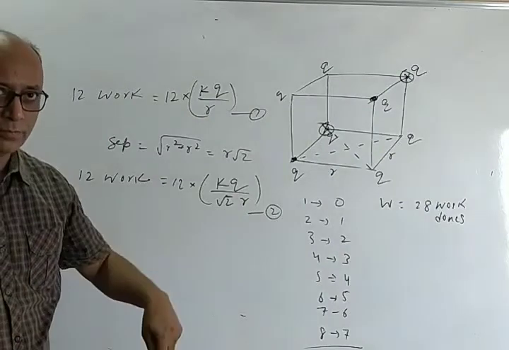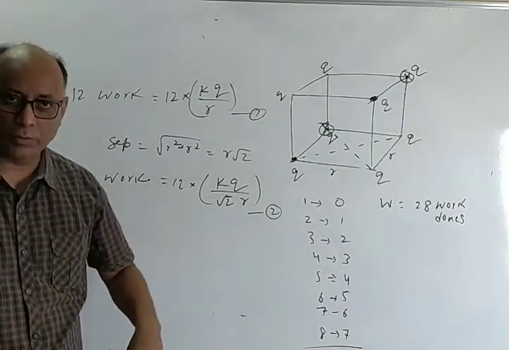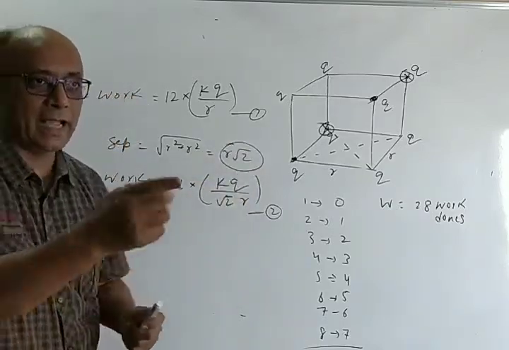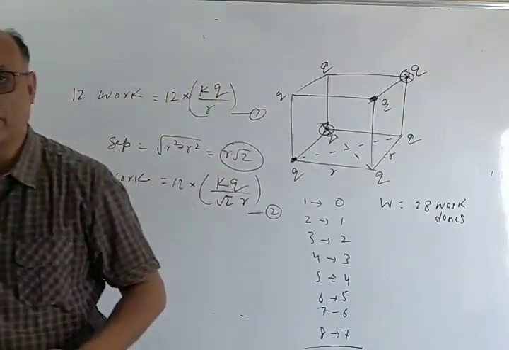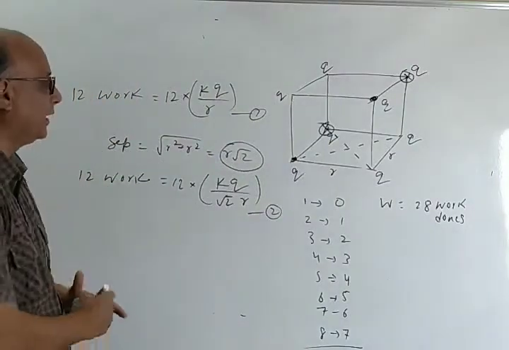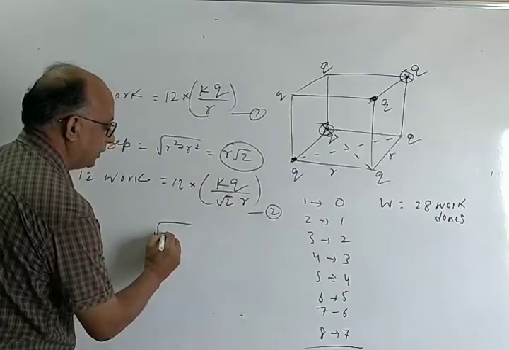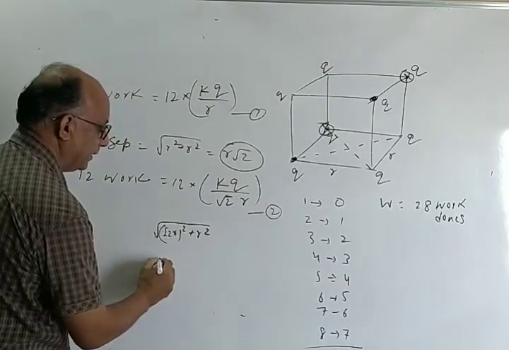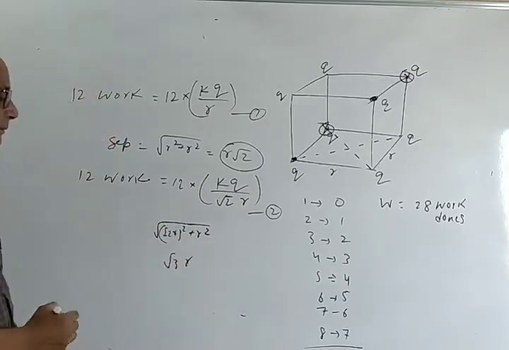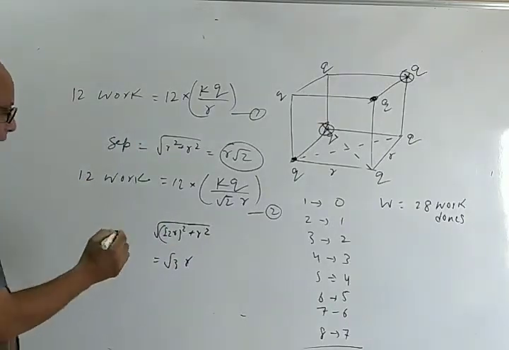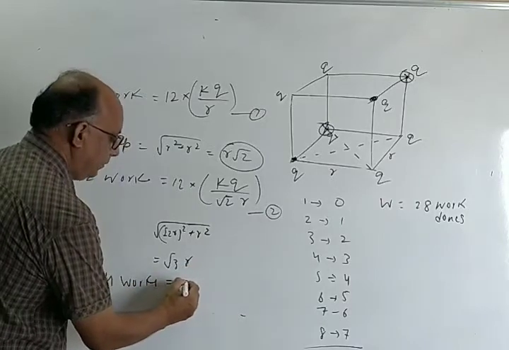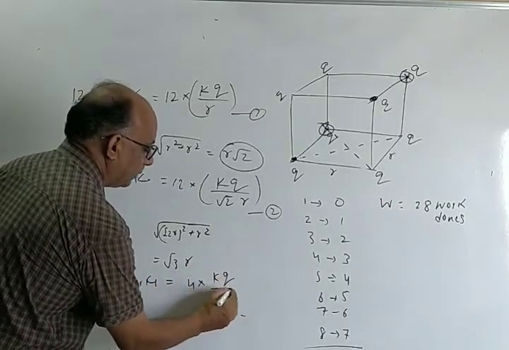Just imagine a room. What is the diagonal of the room, of the base? Diagonal is R root 2. And then the height is R. Then what is the diagonal? Just imagine a triangle in a cube. Then you will have under root 2R square plus R square. So basically this is root 3 R. So this is the separation. So we have four diagonals like this. So we have four works, that is 4 times k Q square upon root 3 R.